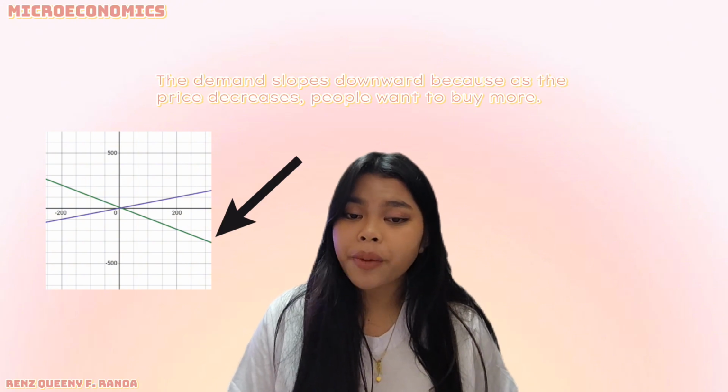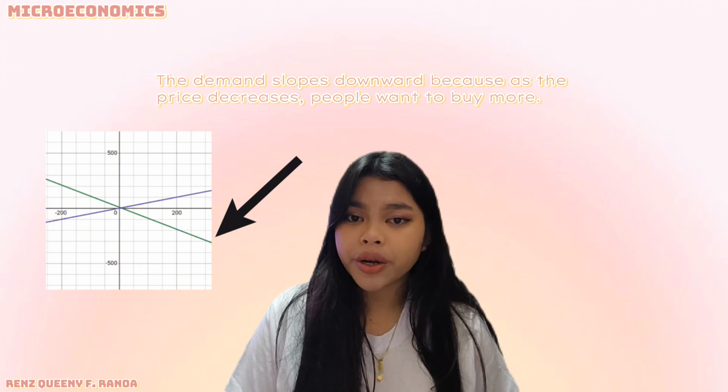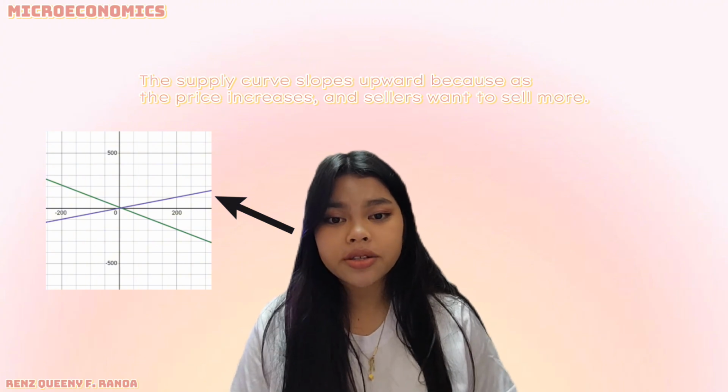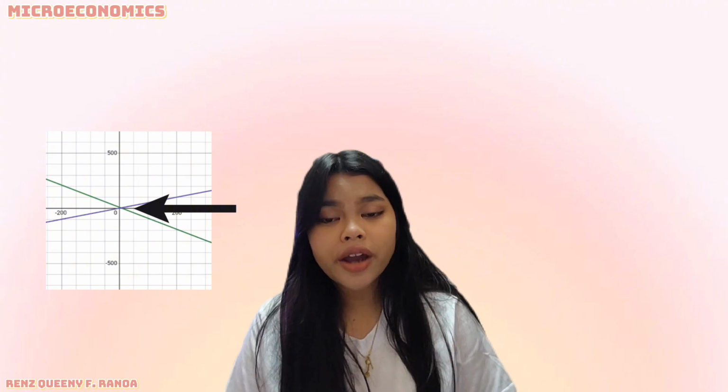Now, let's visualize this. If you plot the demand and supply functions on a graph, the x-axis represents the quantity of pencils, while the y-axis represents the price in pesos. The demand curve slopes downward because as the price decreases, people want to buy more, while the supply curve slopes upward because as the price increases, sellers want to sell more. The point where these two curves meet is the equilibrium point. It's where the price is just right and the quantity demanded equals the quantity supplied. The graph shows exactly what we calculated, the market equilibrium where 6 pencils are sold at 4 pesos each.